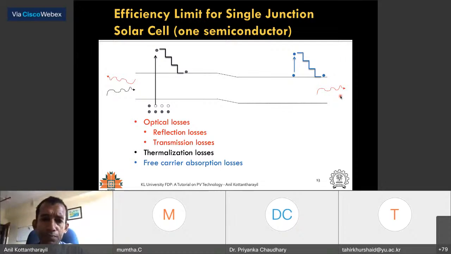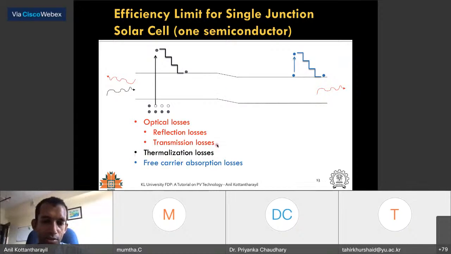And it can escape also from the front side. So optical losses are a part of this, and a small fraction will be lost. This has to be reduced by proper design of the optics of the device, for example texturization, backside reflector, increasing the internal reflection, and so on and so forth.